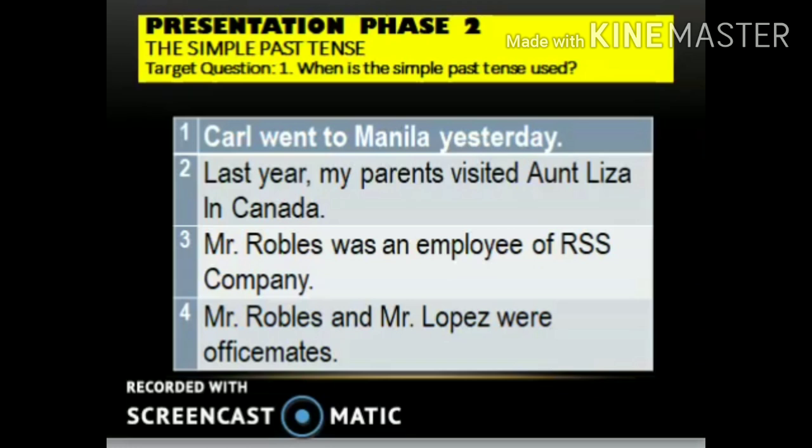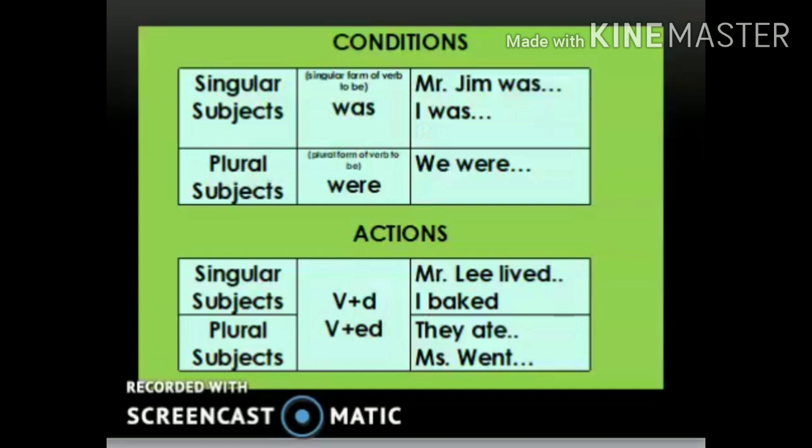So when is the simple past tense used? The simple past tense is used when we express actions that happened in the past or conditions that existed in the past. Look at the chart. It shows the patterns of sentences in the simple past tense.